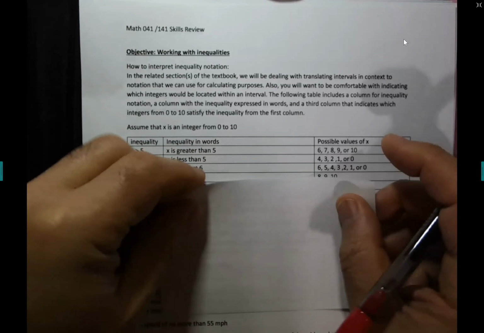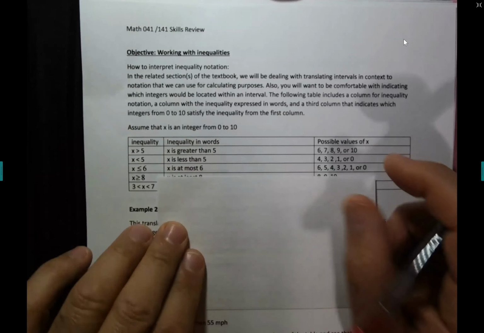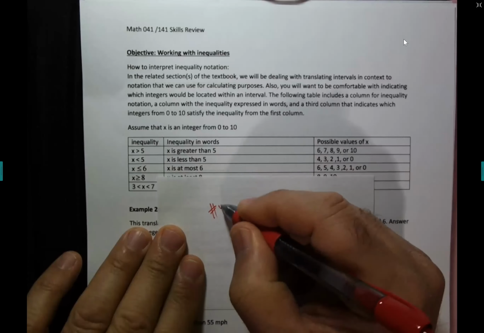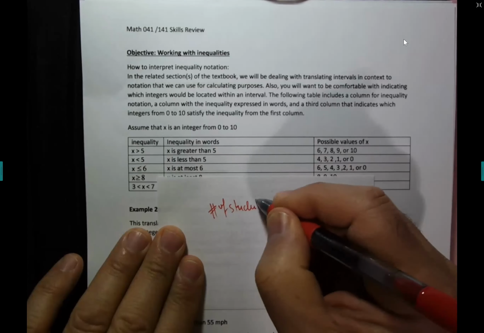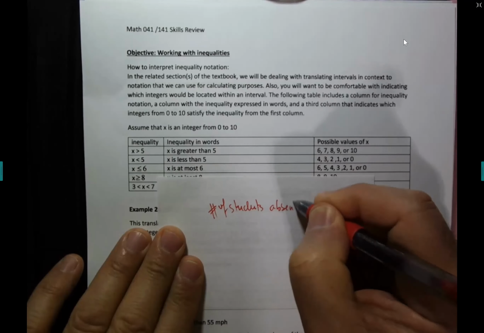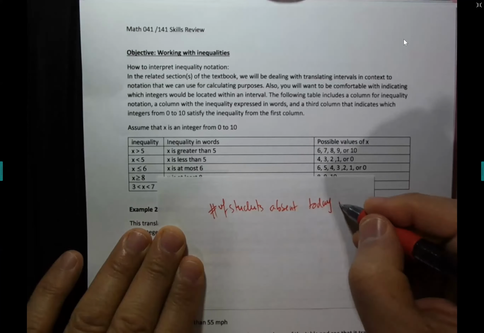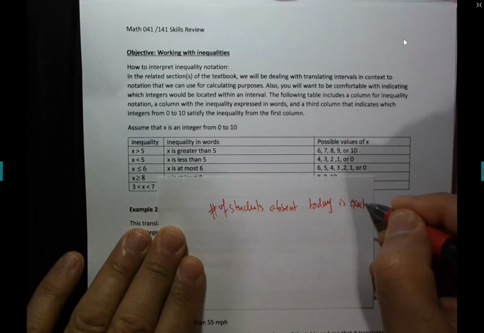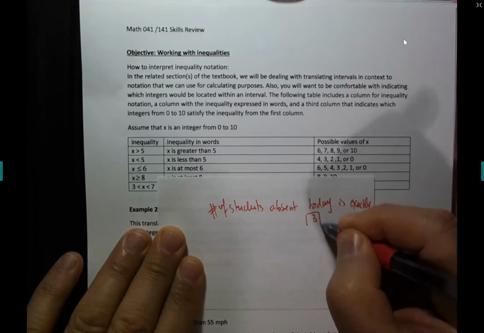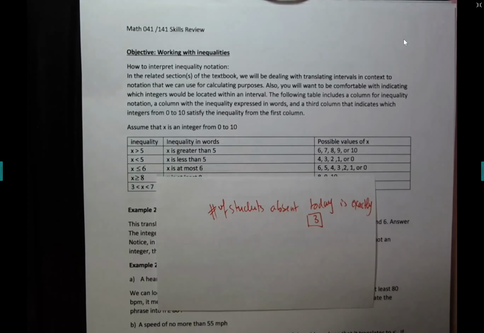Now let's say the number of students absent today is exactly 3. So how many students are absent today? It's 3. When I say exactly, that means you don't have many choices. You only have one choice. It's exactly 3. So the number of students absent today is 3.